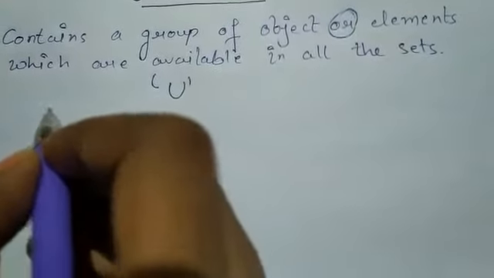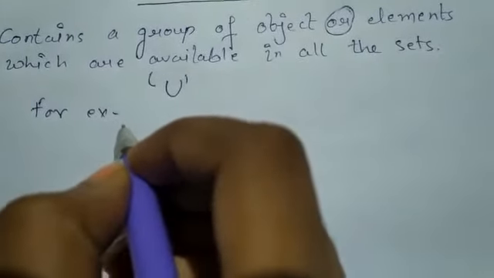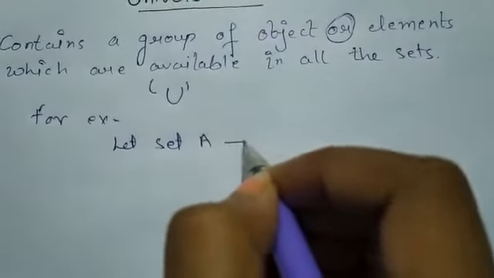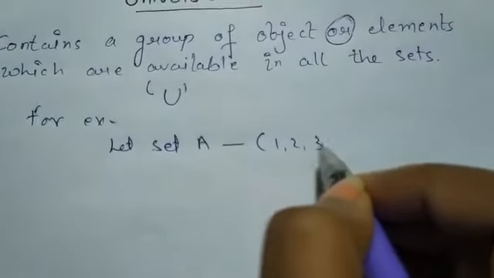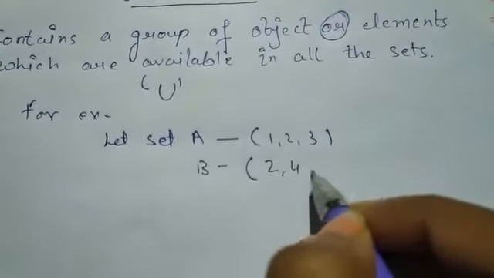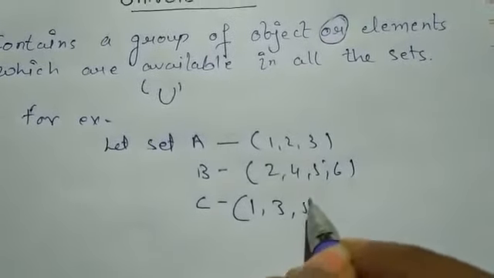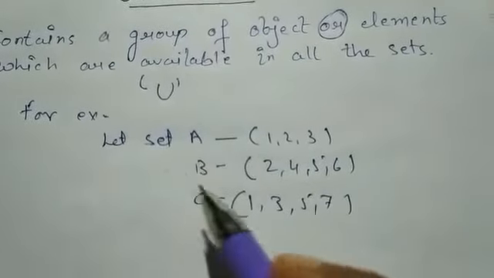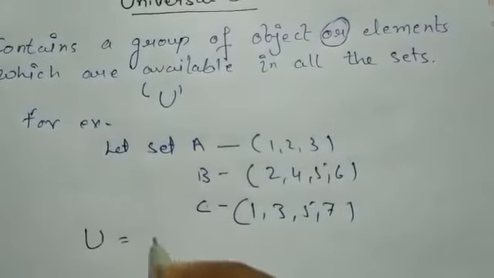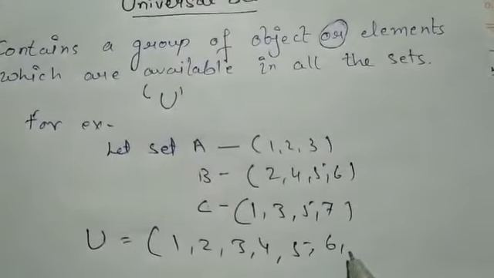For example, let set A having elements 1, 2, 3, set B having elements 2, 4, 5, 6, set C having elements 1, 3, 5, 7. So the universal set of these three sets is 1, 2, 3, 4, 5, 6, 7.